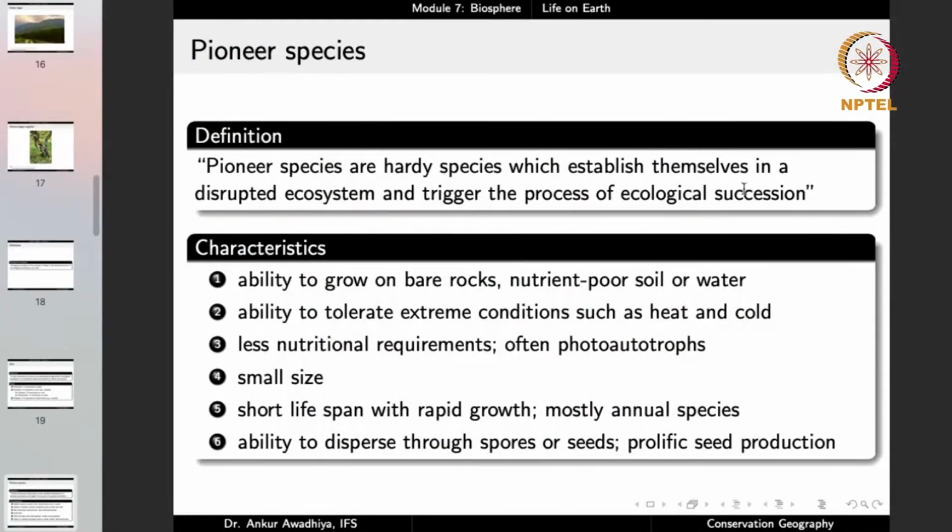Now, if you think about the beginning, if you think about a bare piece of rock, in that case, the rock will not be providing a very good surroundings for a large number of organisms, because it just does not have any soil, it does not have large quantities of water, and the conditions are very extreme. So the organisms that are able to survive and thrive on this bare piece of rock have to be very much tolerant of these extreme conditions. Or in other words, they have to be very hardy species. So pioneer species, because they have to come up on these beginning stages, are hardy species, which establish themselves in a disrupted ecosystem. Now, this is not a well-formed ecosystem, it's a very disrupted ecosystem, because the community that was earlier in this area has been completely destroyed.